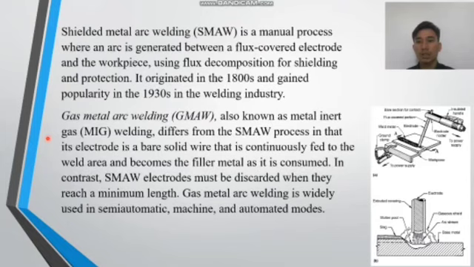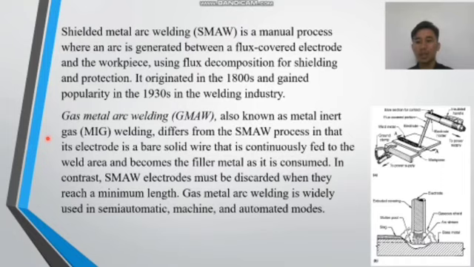Shielded metal arc welding (SMAW) is a manual process where an arc is generated between a flux-covered electrode and the workpiece. This includes decomposition of the flux for shielding and protection. It originated in the 1800s and gained popularity in the 1930s in the welding industry.